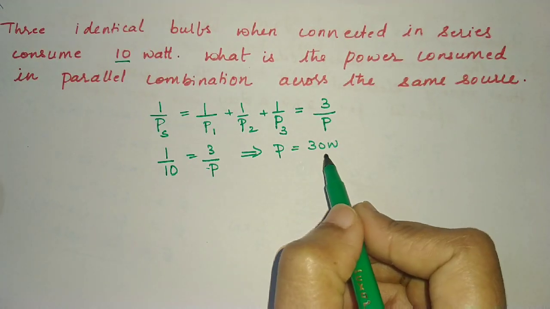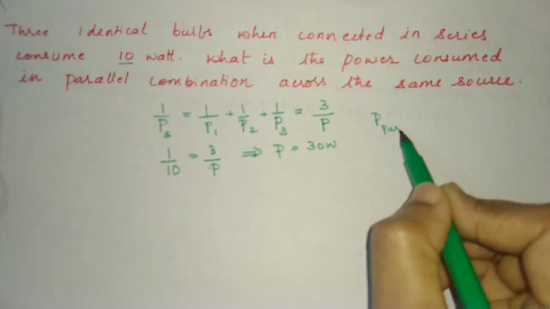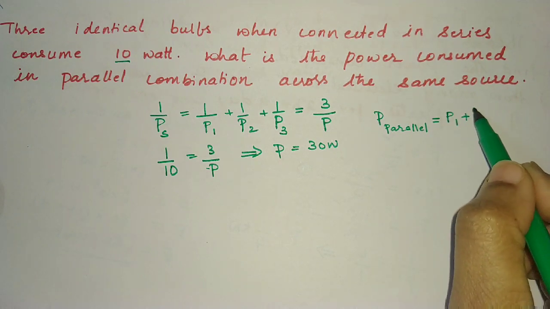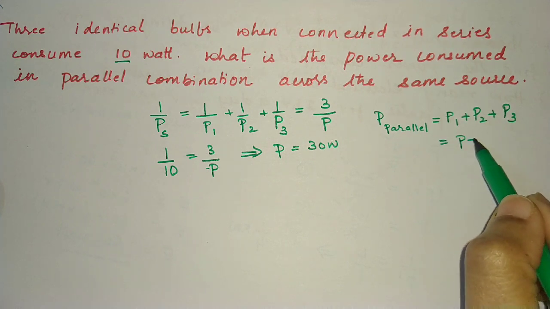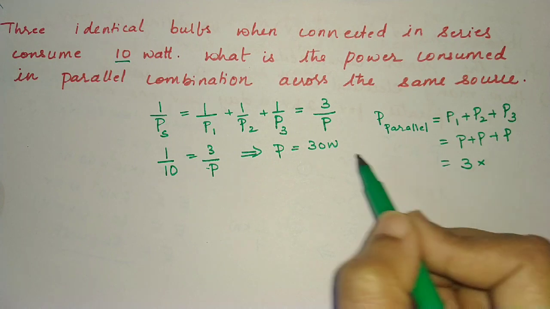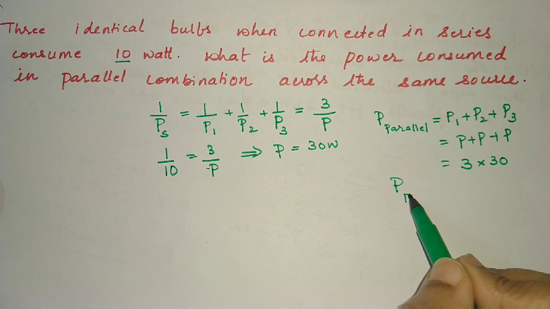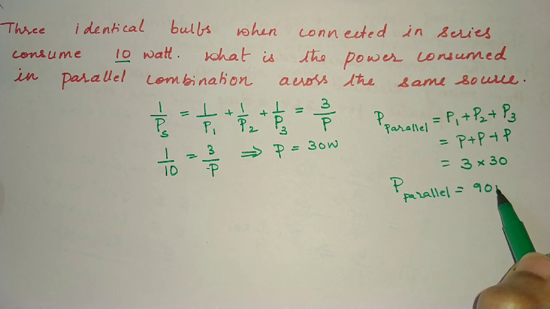Okay, and once you get this, what will be the power consumed in parallel combination? For parallel combination, total power consumed is P1 plus P2 plus P3. If they are identical, it will be P plus P plus P, which is equal to 3P. And we already know the value of P is 30. So 3 into 30, the total power consumed in parallel combination would be 90 watt.